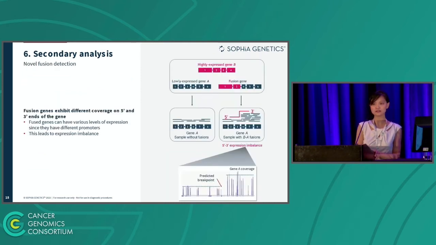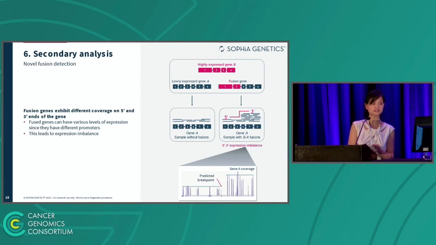Another filtering strategy that we've seen being used is to look at expression imbalance. Expression imbalance is basically when the first few exons of a highly expressed gene B is fused to a lowly expressed gene A, and so gene B is driving the expression of exon 4, 5, 6 of a lowly expressing gene. And then in gene A, you'd see a change in coverage in the later exons. So this would indicate that there's a fusion involving exon 4, 5, and 6 of gene A, and it would also allow you to predict the breakpoint.